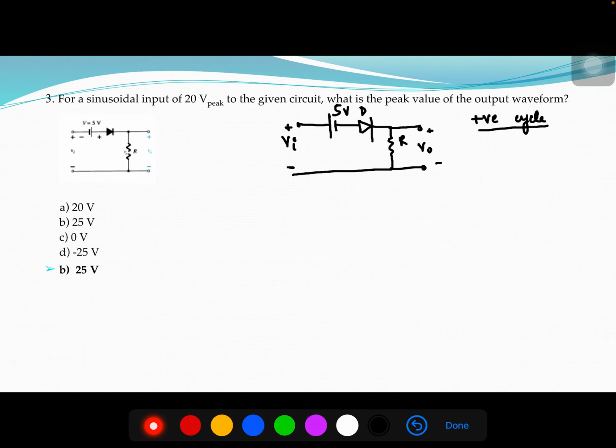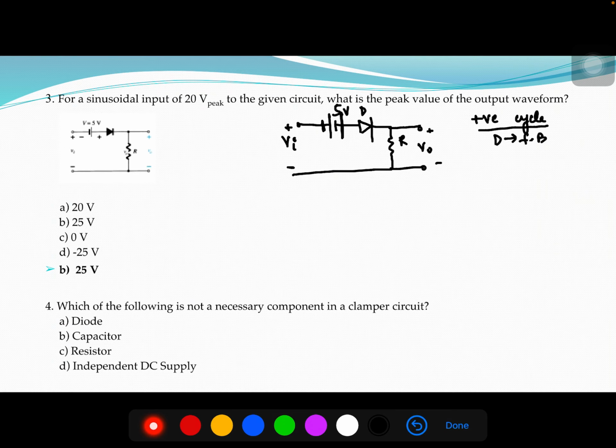Okay, sorry, I have placed the batteries in the opposite manner. Let us place it like this. So the P side of the diode is getting positive and the N side is getting negative. Because the P side is getting positive of the battery, the diode is forward biased. When the diode is forward biased, the diode will be short circuited.